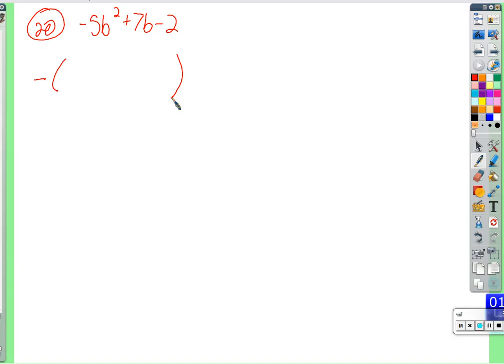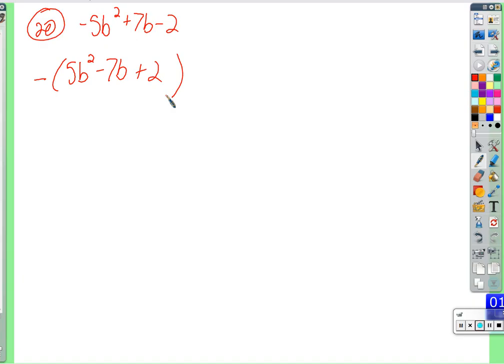Ethan. What do you mean, like, what's inside the parentheses? Okay. So that when I distribute the negative, I get negative 5b squared plus 7 times 2. Negative 5b. Just 5b. Squared. And then minus 7b. Very good. Plus 2. Plus 2. Exactly right. So that when I distribute it, all the signs change.